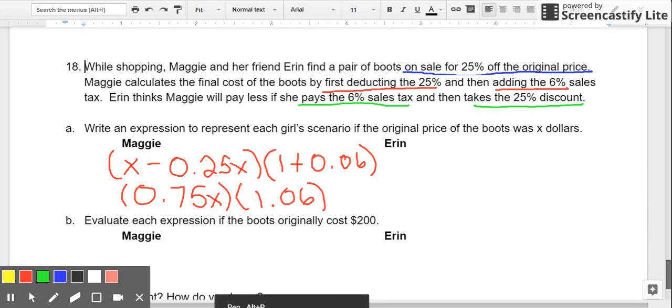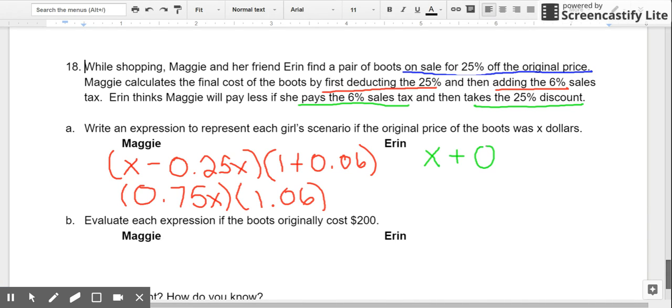Erin's expression says first we pay the 6% sales tax. So Erin's expression, we're starting with our value X and we're adding onto it 0.06 times X. And then after that, Erin takes the 25% discount. So I'll put that in parentheses, and then Erin's paying that whole amount, so 1 times that amount, minus 25% of that amount. So times 1 minus 0.25.